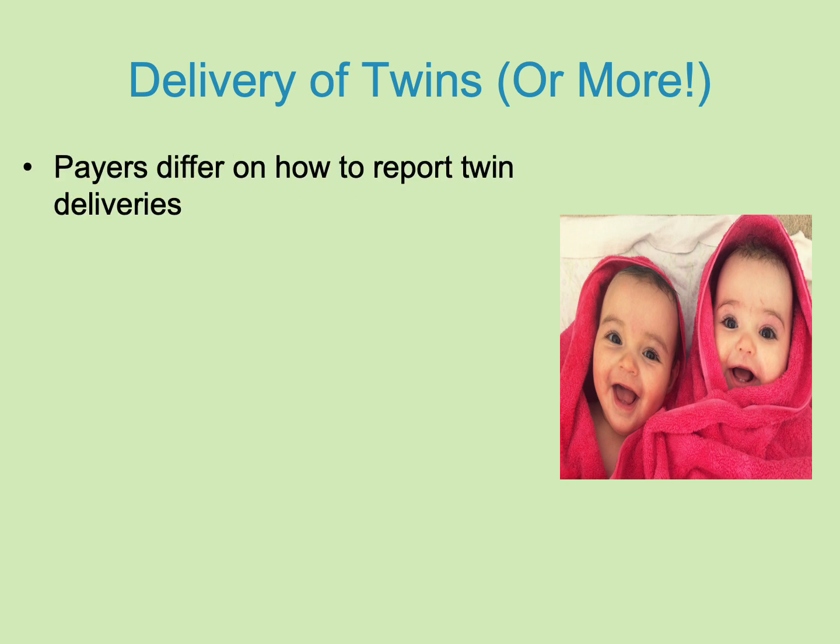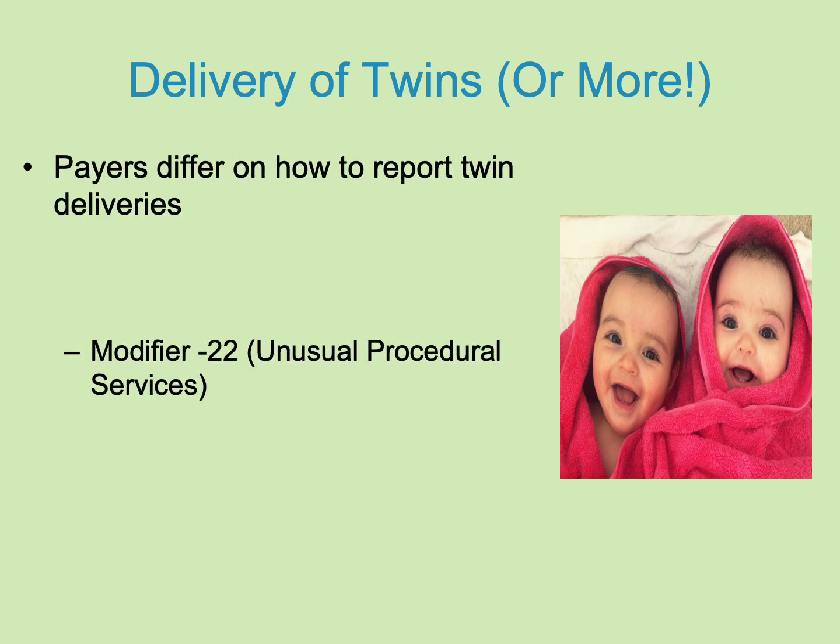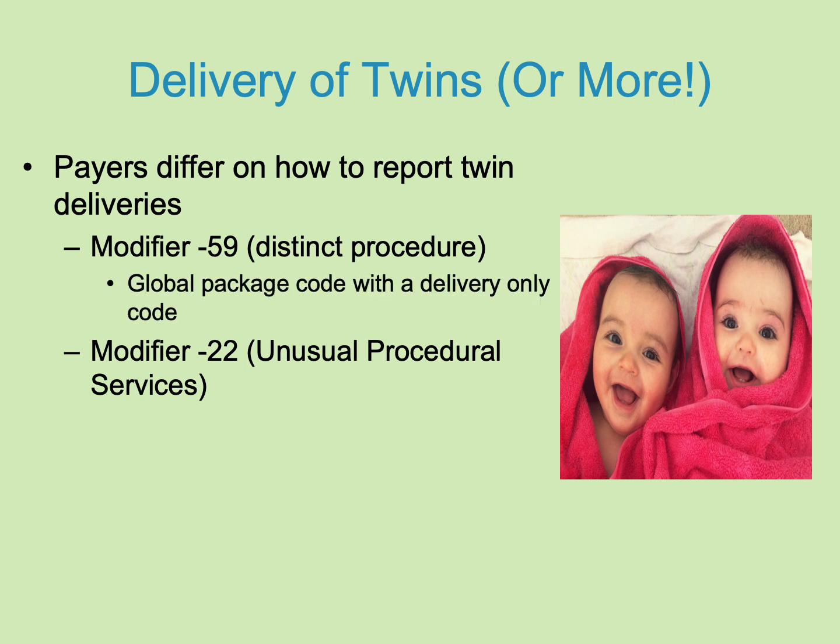Payers vary on this one, which is unfortunate. But ACOG's recommendation was modifier 59. So do one global package code and a delivery only code with a modifier 59. Distinct procedure.